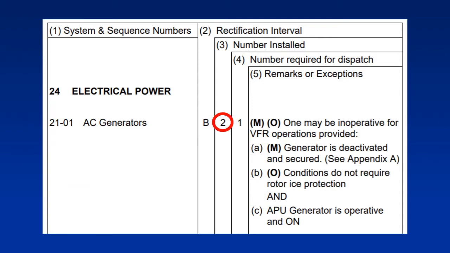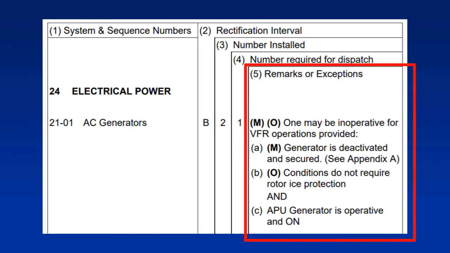The number of installed AC generators is 2. Only 1 generator is required for dispatch, which means that 1 generator may be deferred. If the number installed and the number required were the same, then deferring 1 would not be permitted.